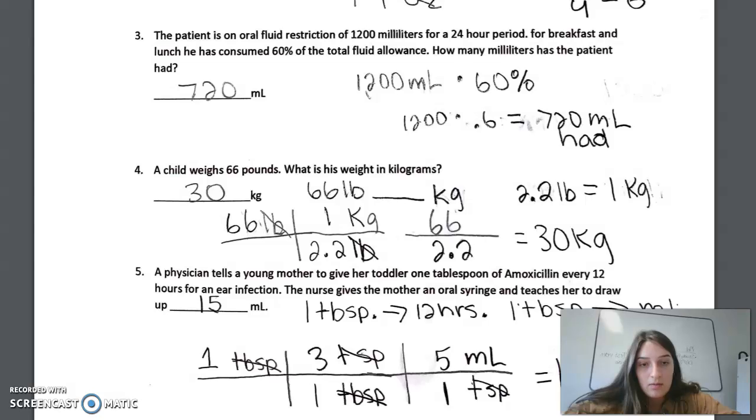I started with 1 tablespoon, because that's what we're given. Then I had to cancel out tablespoons on the bottom. So 1 tablespoon is equal to 3 teaspoons. So now I have to cancel out teaspoons and I cross it. So 1 teaspoon is equal to 5 milliliters. Then I multiplied across, the ones on the bottom aren't anything. And then 1 times 3 times 5 is 15. So the answer is 15 milliliters.